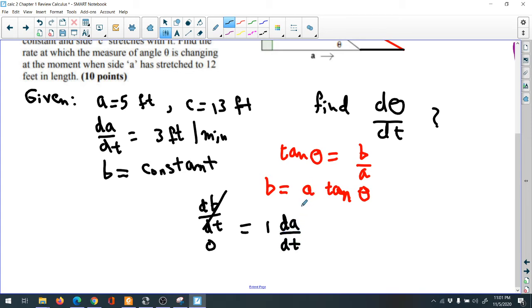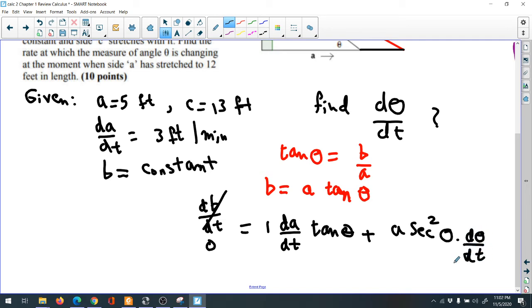Derivative of a with respect to the time. Derivative of a is 1, but implicitly we're going to do dA over dt times tangent theta, plus the derivative of tangent theta, the second, times the first. So keep a, and the derivative of tangent is secant square theta, and what else? Implicitly, we do that with respect to the time, times the derivative of theta with respect to the time.